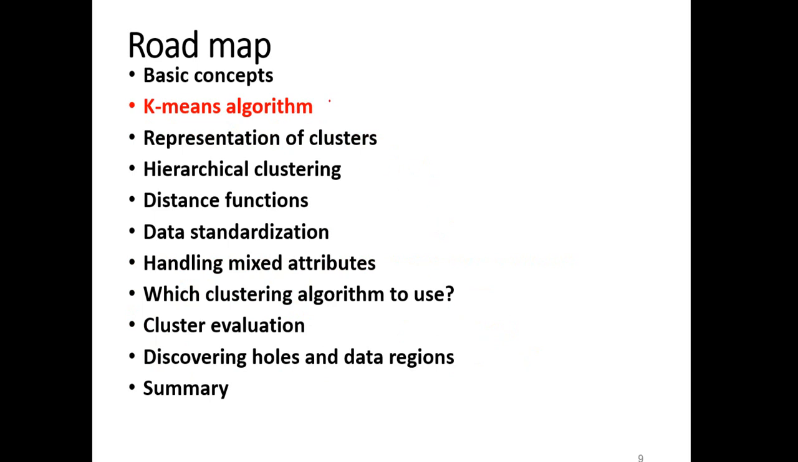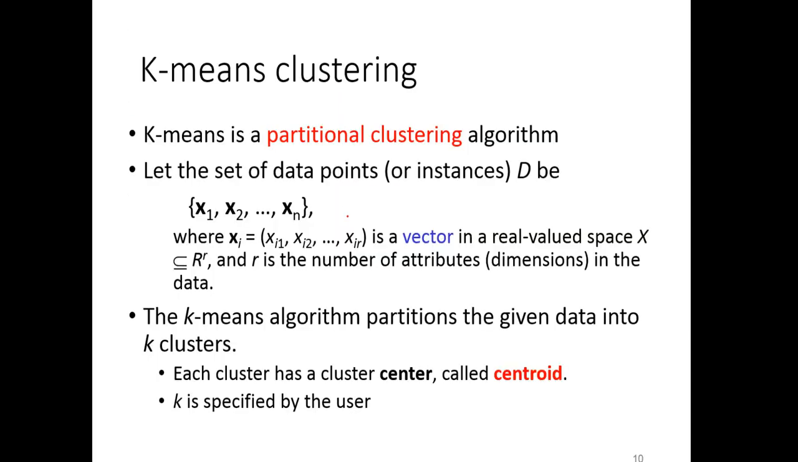The first one, and probably the most famous clustering algorithm that you will ever come across, is the K-means algorithm. We'll talk about it in detail, and then we'll go into other forms of clustering algorithm. K-means is a partitional clustering algorithm. I'll talk about what partitional clustering is. As the name suggests, it partitions the data into different clusters.